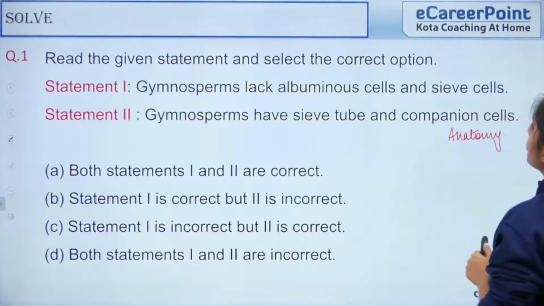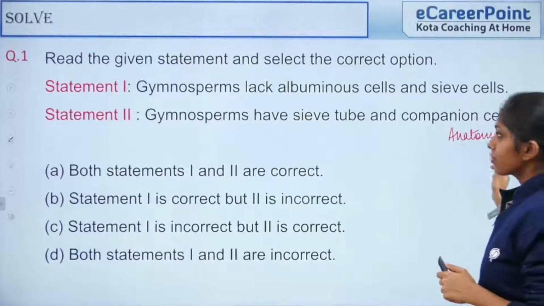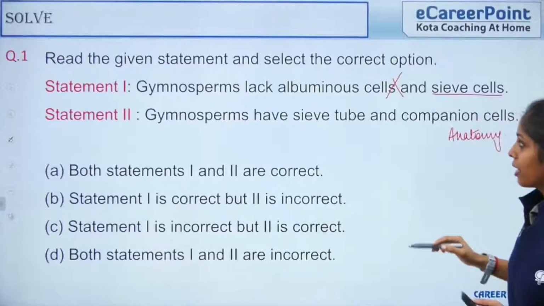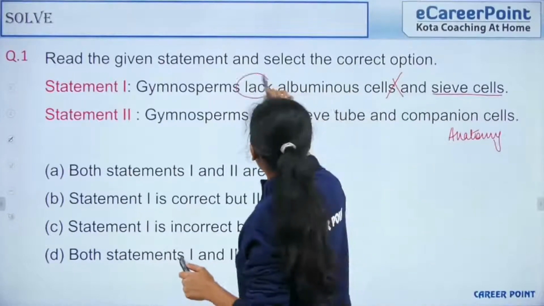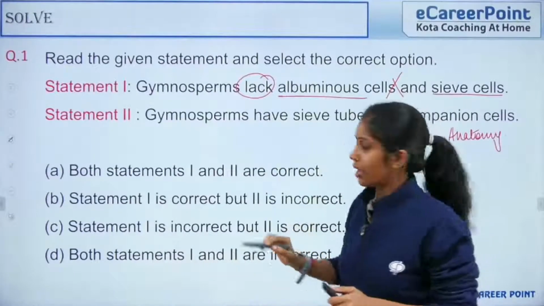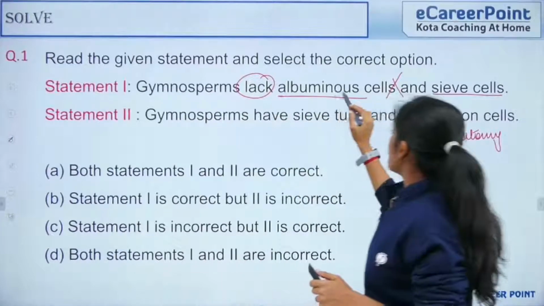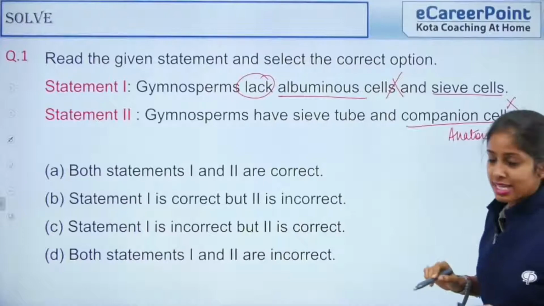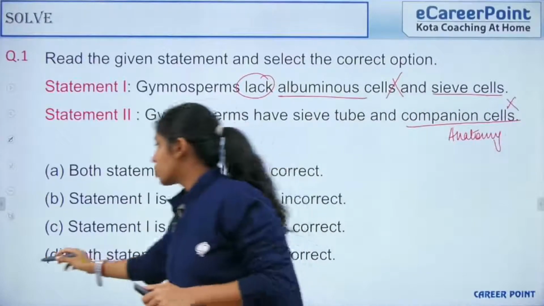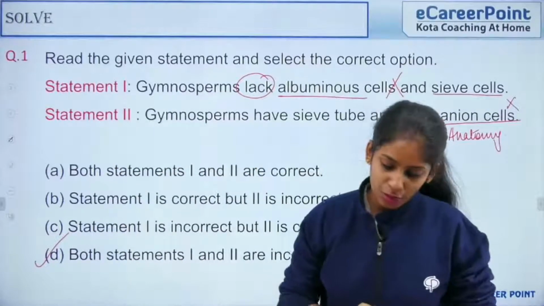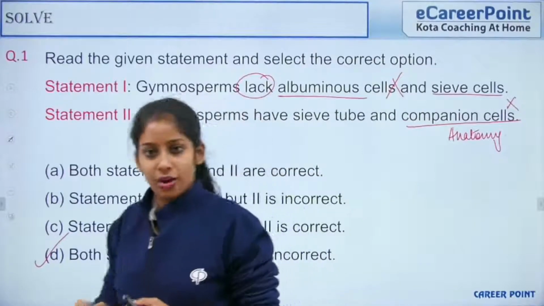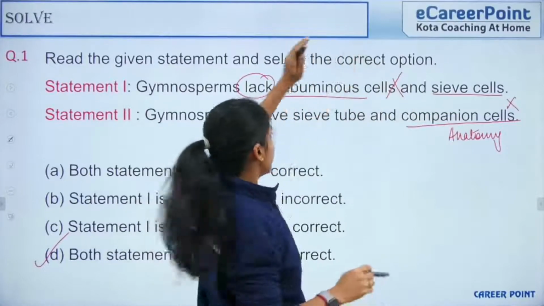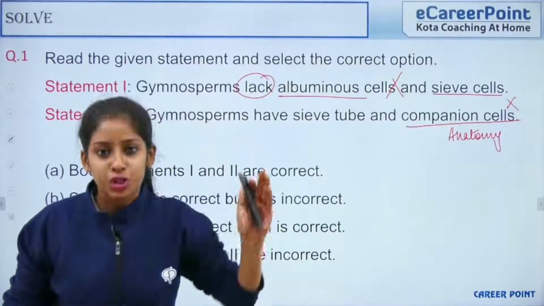Gymnosperms lack albuminous cells and sieve cells. Okay, so this is absolutely wrong because they don't have sieve cells. And it is not that they lack, they have albuminous cells. Okay, so statement 2, gymnosperms have sieve tubes and companion cells. They do not have companion cells. So both statement 1 and 2 are incorrect. So this is your right option. It is option D. Alright, because they do not have companion cells. Instead of companion cells, they have albuminous cells and sieve tubes, right?